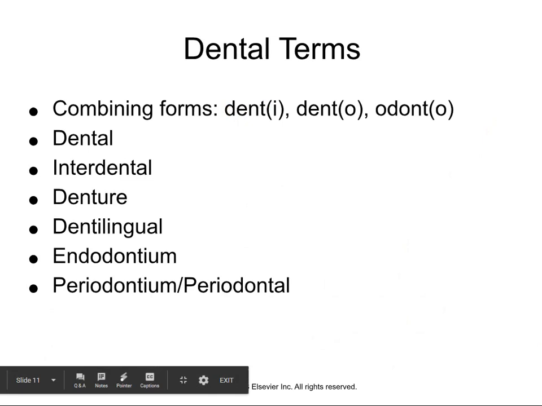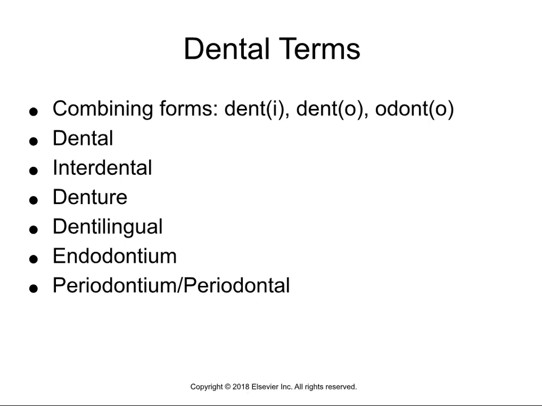All right, lastly, we're going to look at some dental terms. So we have some combining forms. We have denti, dento, and odonto. All mean teeth. Then you have the term dental. Dental means pertaining to teeth. Then we have the term interdental. This means pertaining to between the teeth.